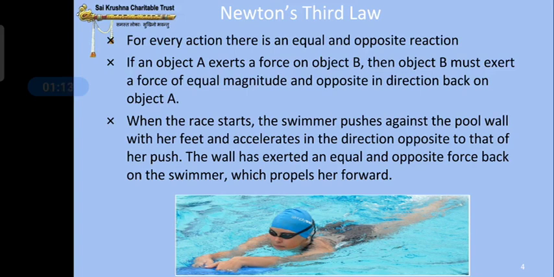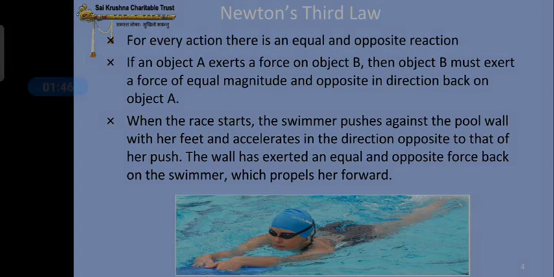When the race starts, the swimmer pushes against the pool wall with her feet and accelerates in the direction opposite to that of her push. So the wall has exerted an equal and opposite force back on the swimmer, which propels her forward. Which means what? When she pushes the pool wall, what happens? It in turn exerts an equal and opposite force, hence she can move forward.